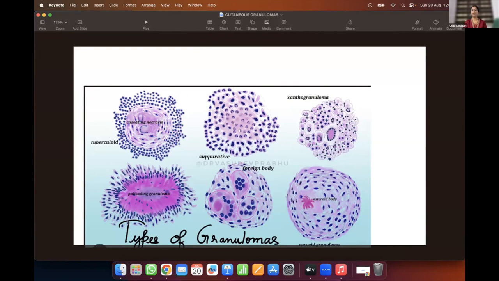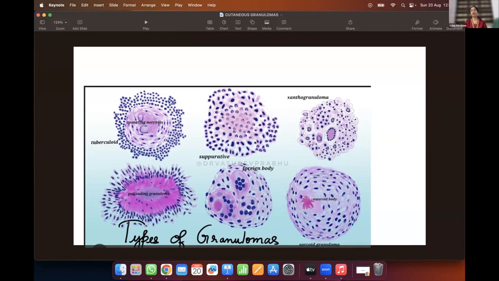Then coming to the suppurative granuloma. Within the clusters of epithelioid cells, we see a collection of neutrophils. That is why it is referred to as a suppurative granuloma. Then a xanthogranuloma, wherein you see abundant collections of foamy histiocytes along with Touton giant cells. Coming to a sarcoidal granuloma, here you see the epithelioid cells, and you see a starburst-like inclusion within the giant cell, which is referred to as an asteroid body, seen in a sarcoidal granuloma.